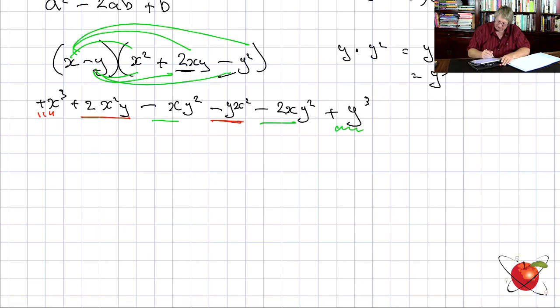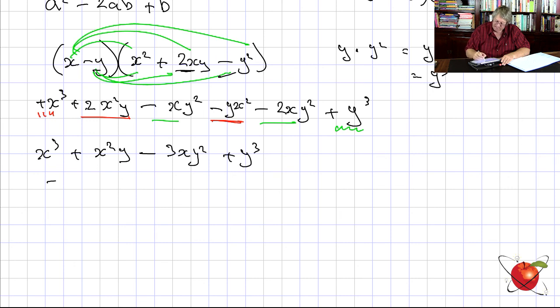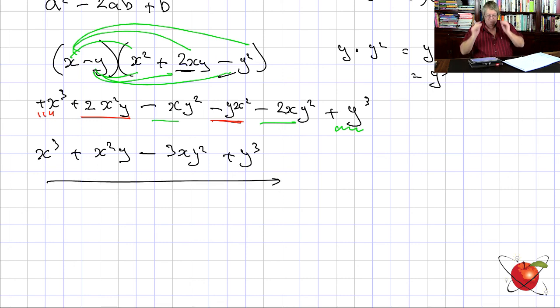So I group the like terms and I say that is x cubed plus 2x squared y minus one of them is plus x squared y, right? 2x squared y minus 1x squared y is that. Minus xy squared minus 2 of them is minus 3xy squared plus y cubed. That there is the answer to that one. Okay. We're now going to start with the factorization in the next session.